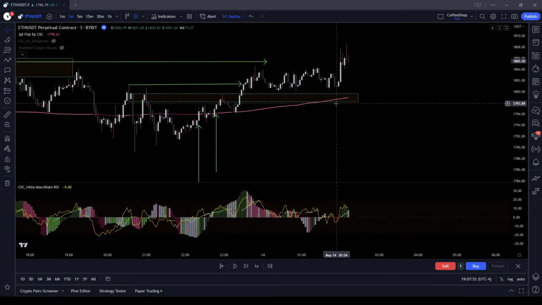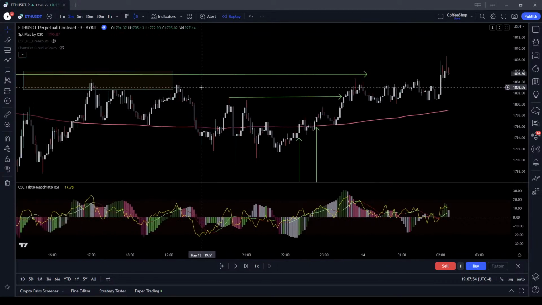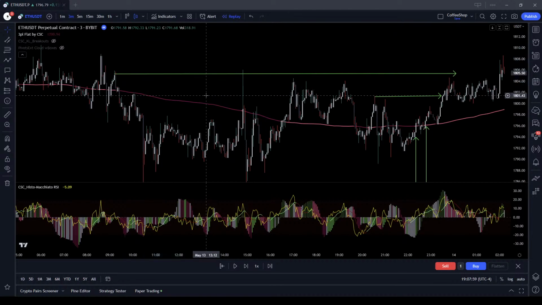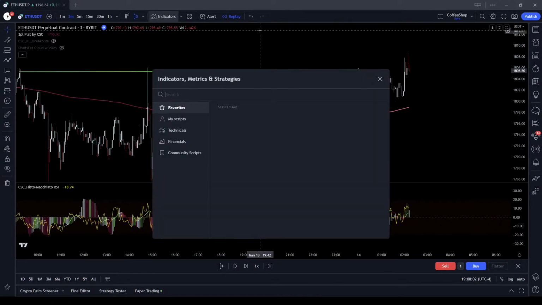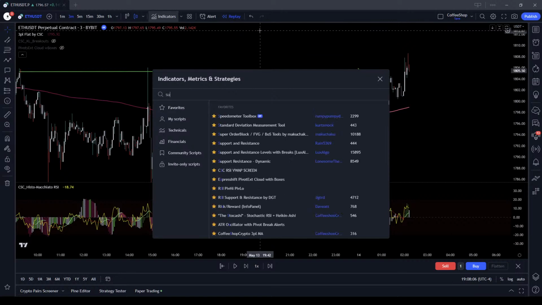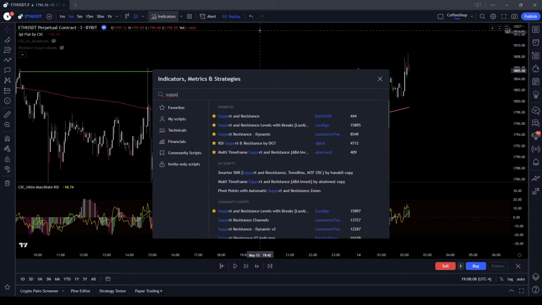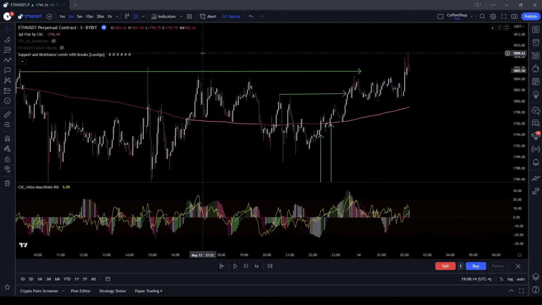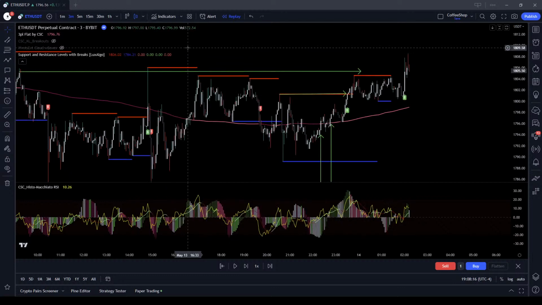You guys already know where I had these support and resistance zones, right? I'm going to show you what my indicator does in a little bit. Now, let's take the Lux, support and resistance levels with breaks by Lux Algo. 15,000 views. Not views, but boosts. Good job on your marketing.